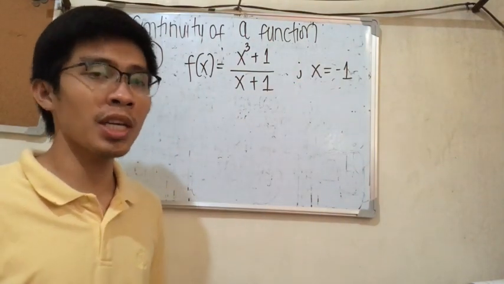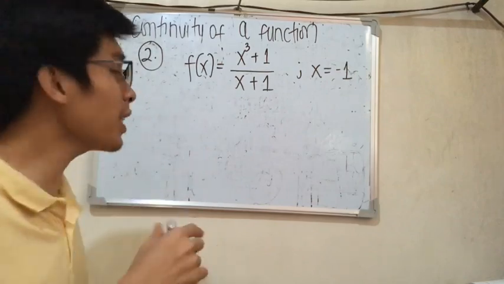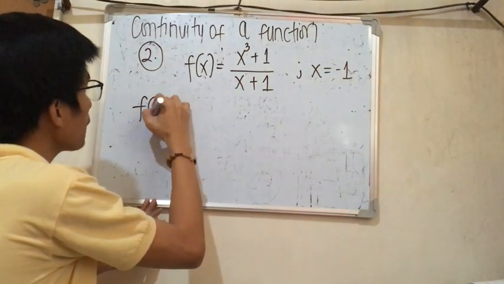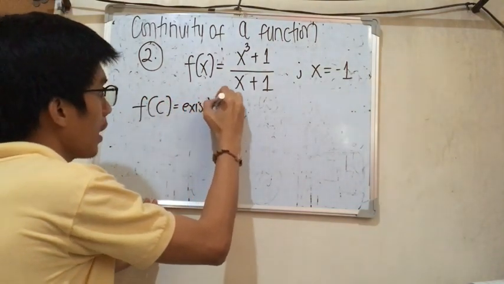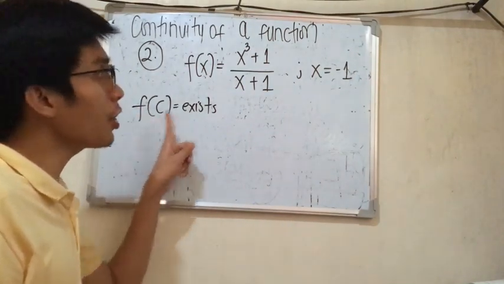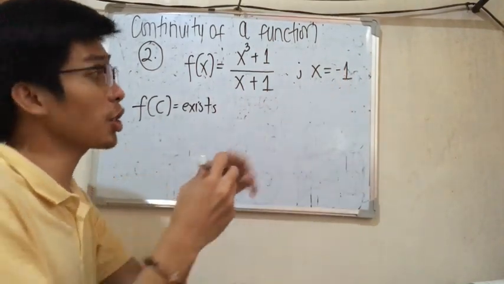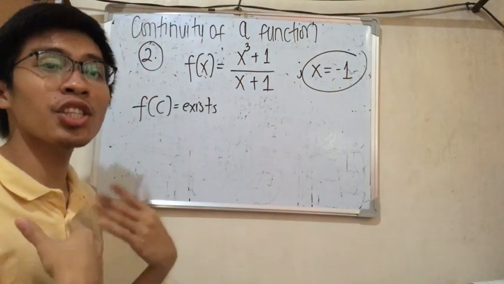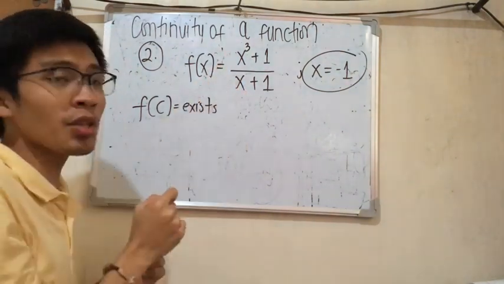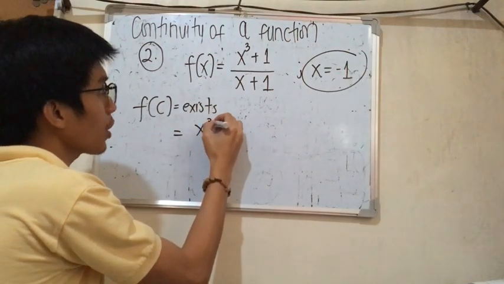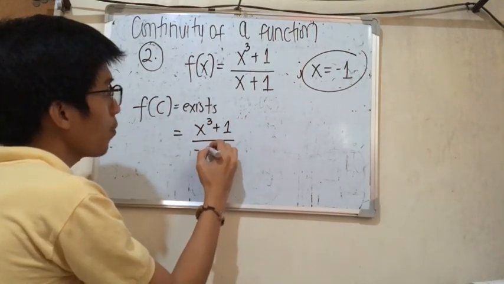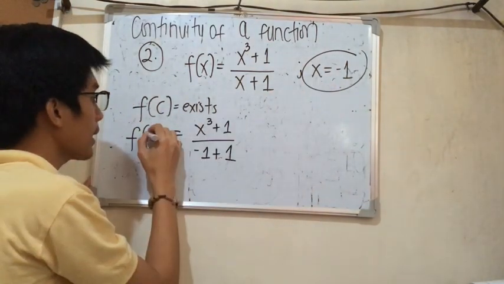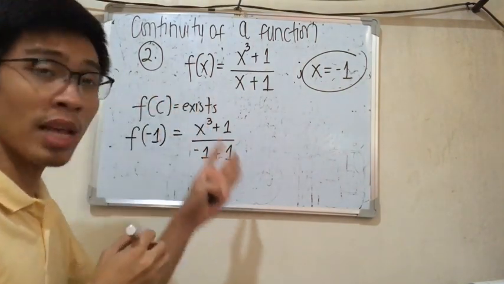Let's use all the conditions given. First, you have to identify if the evaluation of the function, or f of c, exists. Again, what is your c here? Your c here is -1 because we are trying to evaluate this one at -1. Let's try to substitute that in our function. Our function here is x cubed plus 1 all over x plus 1. F of c, what is your c? That is -1.